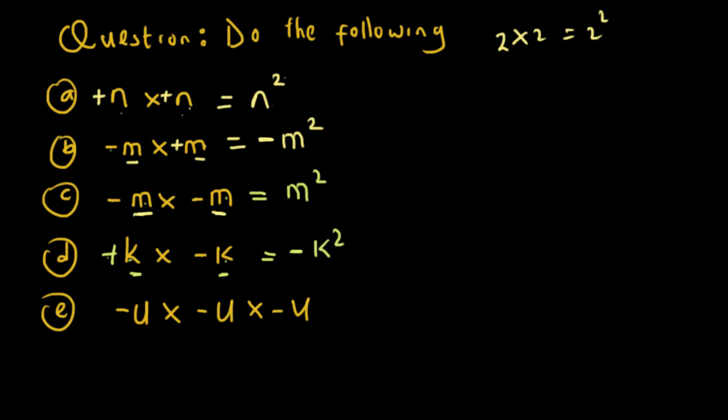Alright, so let's take E. Now the sign of u here is minus. The sign of the second u is minus. The sign of the third u is minus. So we multiply the signs first. Minus times minus is plus. So we have plus. Plus times minus is minus. Do you understand? U times u is u squared. U squared times u is u cubed. Does that make sense?